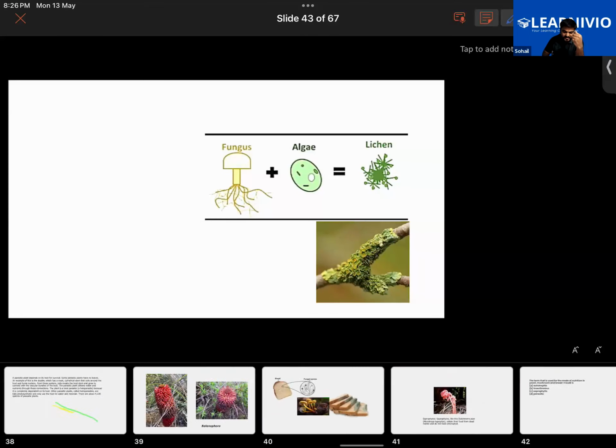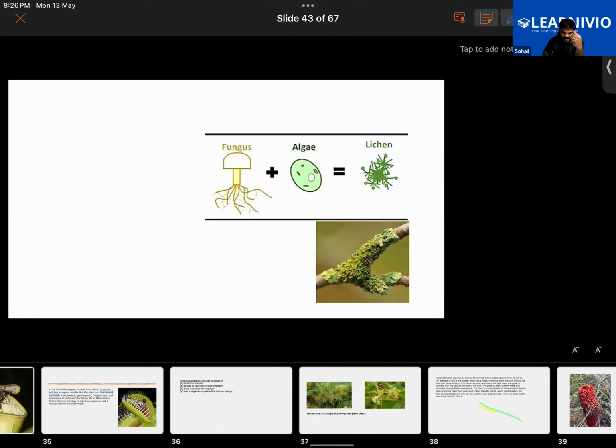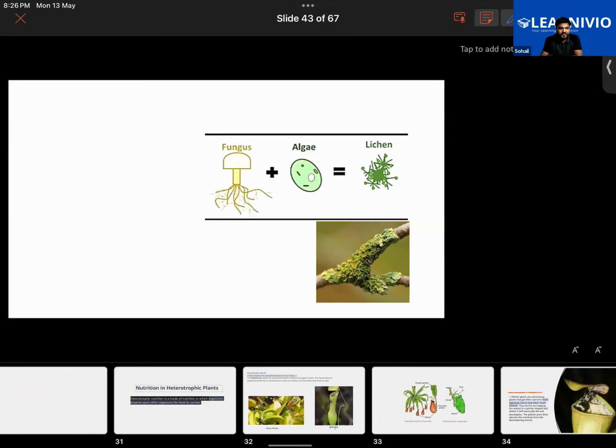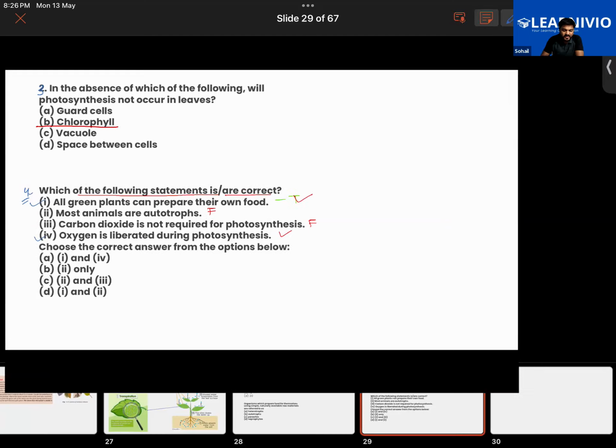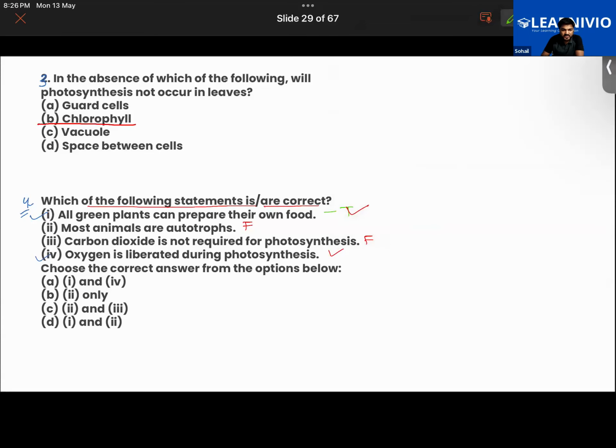So the crux of the discussion here is that all the green plants can prepare their own food, but some of them would be slightly dependent on others also, but they will also be able to perform photosynthesis. Sir, so my answers were correct, right? Yeah, your answers are correct. Those of you who have answered option number A, that is correct.